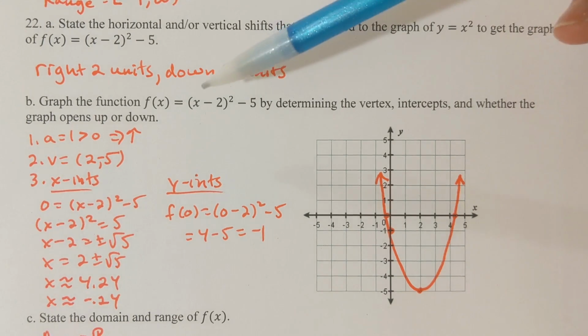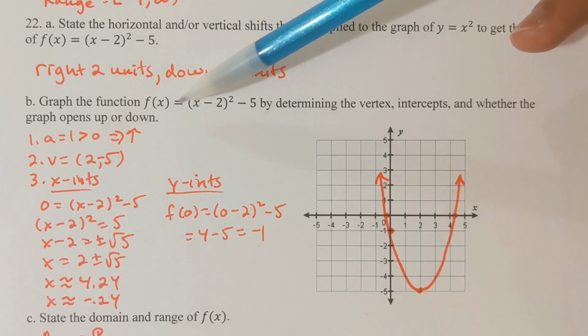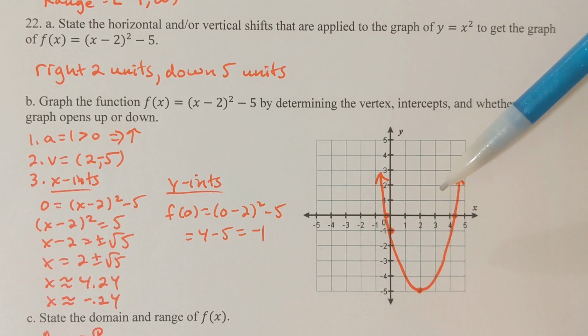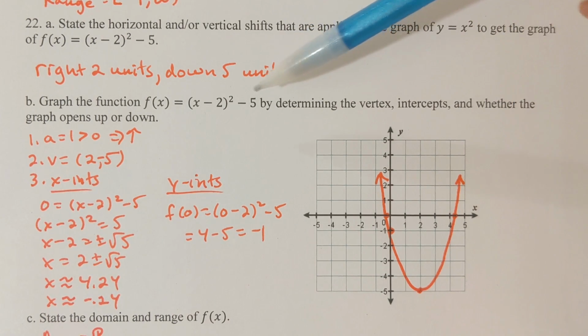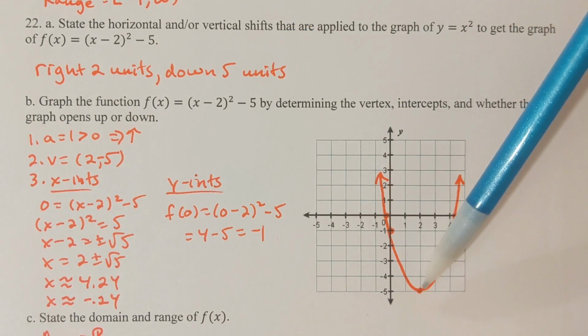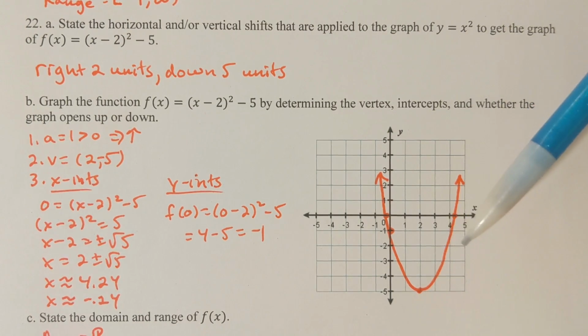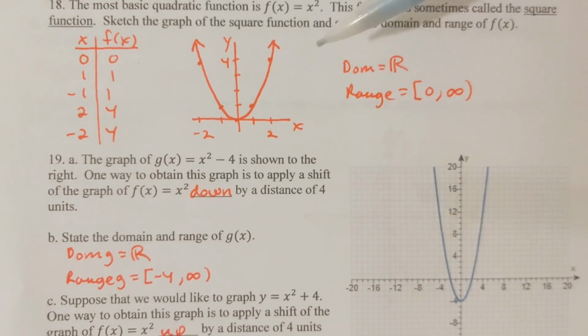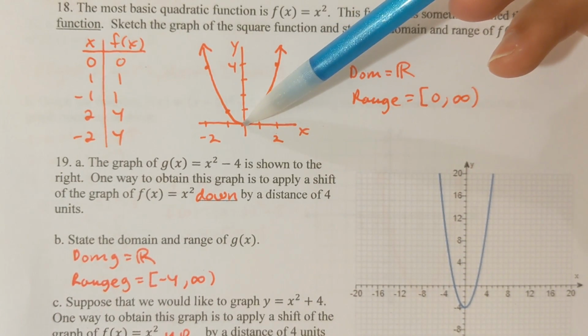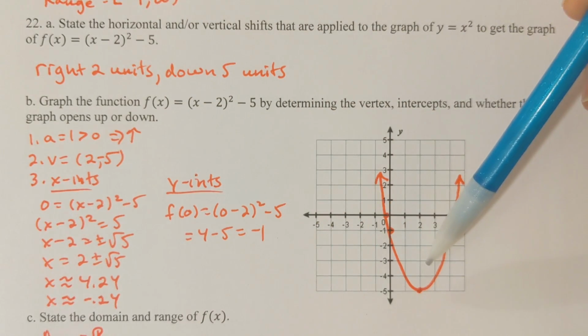Part B, okay, now we're going to graph this function by determining the vertex, the intercepts, and whether the graph opens up or down. Well, a is 1, that's a positive number, so the parabola opens up. We're in vertex form here, so h is 2, and k is negative 5. 2, negative 5, okay, that'd be the vertex. And of course, I can also know that right away by knowing that if I start with 0, 0, and I go to the right 2 and then down 5, well, that's going to put me at 2, negative 5 then, right?